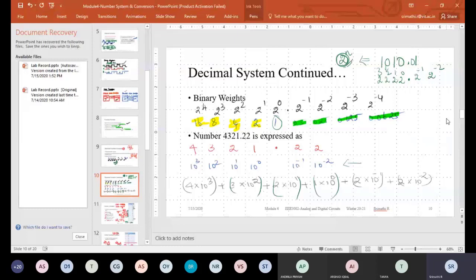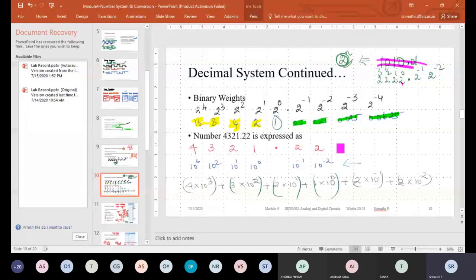And coming to binary weights, for example, if we have a number 1010.01, each digit position will have its own weight. Namely, the first 0 will have 2 power 0, 1 will have 2 power 1, 0 will have 2 power 2, 1 will have 2 power 3, and so on. After the decimal point, it will be 2 power minus 1 and minus 2. And this is how we have seen it in the last class.